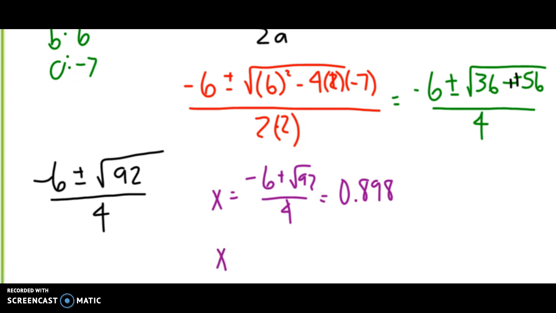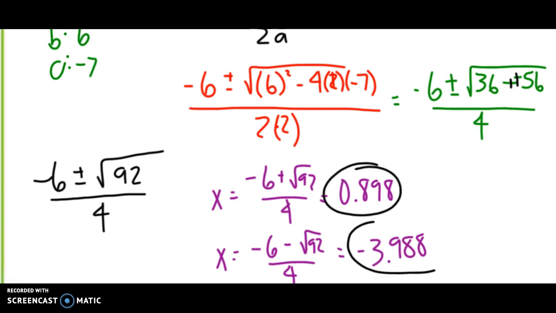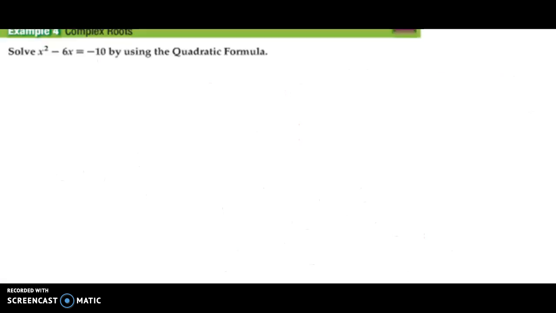My next solution, x equals negative 6 minus the square root of 92 all over 4. So negative 6 minus the square root of 92 divided by 4, and then I get negative 3.989. So my two solutions right here are decimals, and they are these two as well. Is it okay to get a decimal for your solution? It is. It is okay to get that.